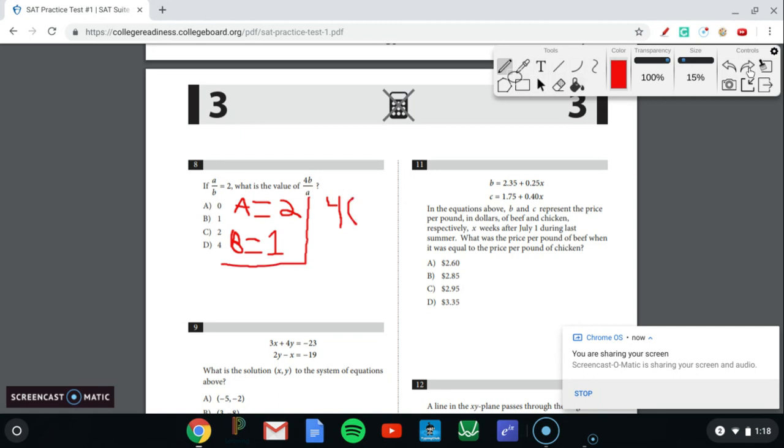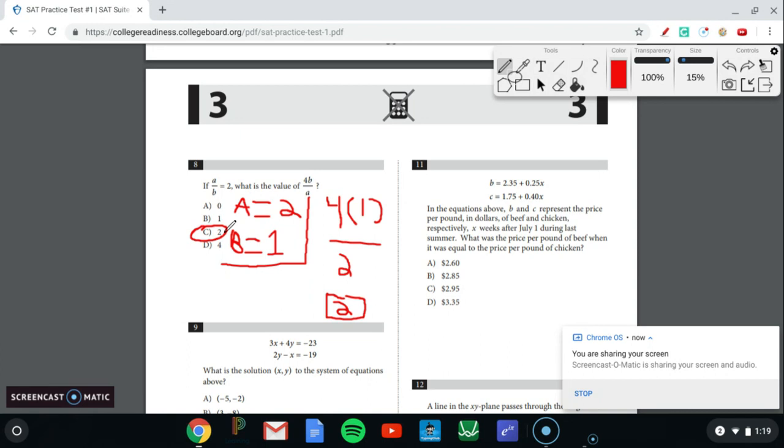Well, 4 times b is just going to be 4 times 1 because we said b is equal to 1. Divided by a, well, we said a is equal to 2. 4 times 1 divided by 2 is going to be 4 over 2, which is equal to 2. Guess what? That's your final answer, C. 4b over a has to equal 2.